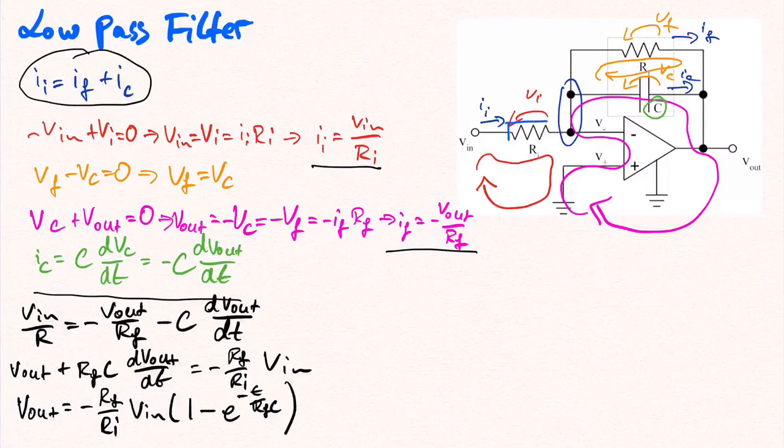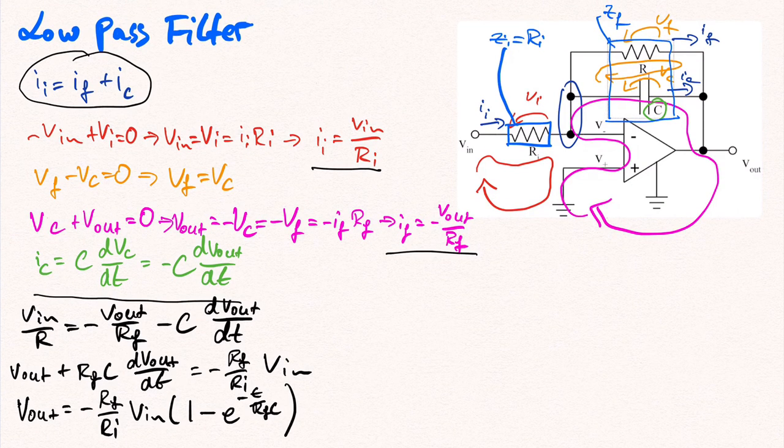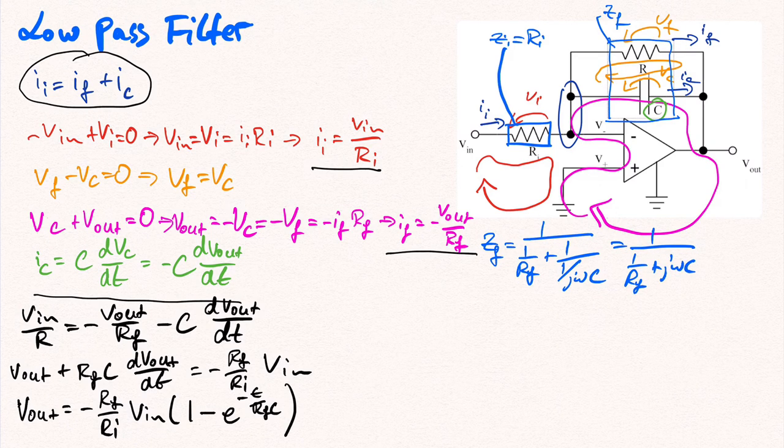First, let's replace the resistance Ri with the complex impedance Zi, which is equal to Ri. Next, we'll combine the capacitor C with the resistance Rf to the complex impedance Zf. Since Zf is a parallel connection of Rf and C, its formula is given by 1 over Zf equal to 1 over Rf plus 1 divided by the complex impedance of the capacitor C, which is 1 over j omega C. So that Zf is equal to 1 over (1 over Rf plus j omega C), which can be simplified further to Rf over 1 plus j omega Rf C.